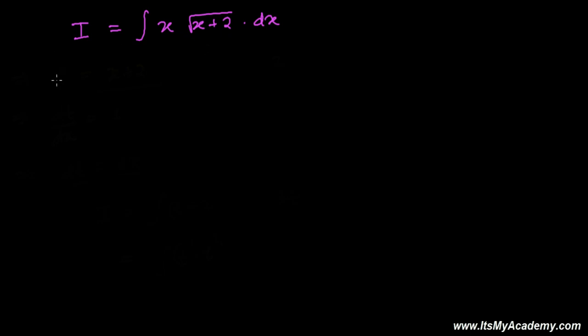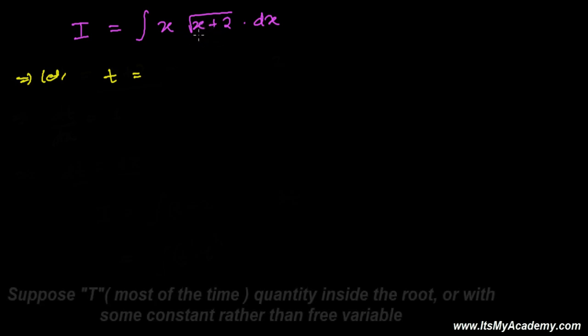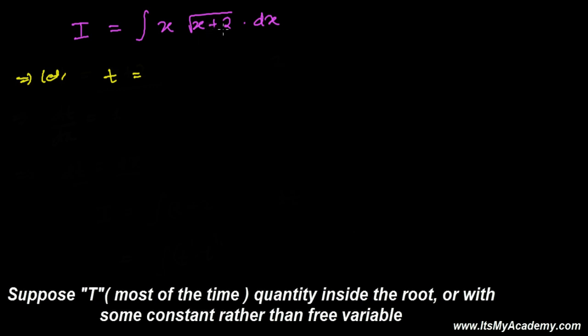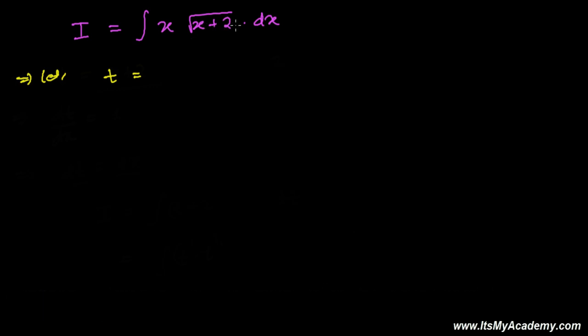So let me suppose again a new term t equals x plus 2. You could suppose x as well, but I'm going to suppose x plus 2 because then I can easily remove this 2 while differentiating. That's my trick. Always try to suppose something that is inside the root, or something that is added with some constant, because the derivative of a constant is 0, so it is better to remove. We always need to get shorter and shorter values.